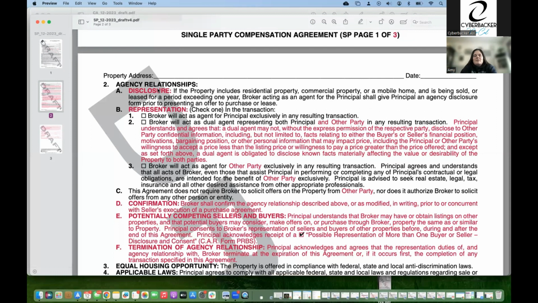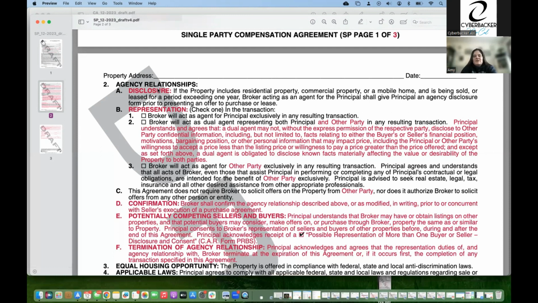Principal understands that broker may have or obtain listings on other properties, and that potential buyers may consider, make offers on, or purchase through broker property the same as or similar to property. Principal consents to broker's representation of sellers and buyers of other properties before, during, and after the end of this agreement. Principal acknowledges receipt of the possible representation of more than one buyer or seller, disclosure, and consent. So there's clarifying that PRBS form there and then linking it to this form.